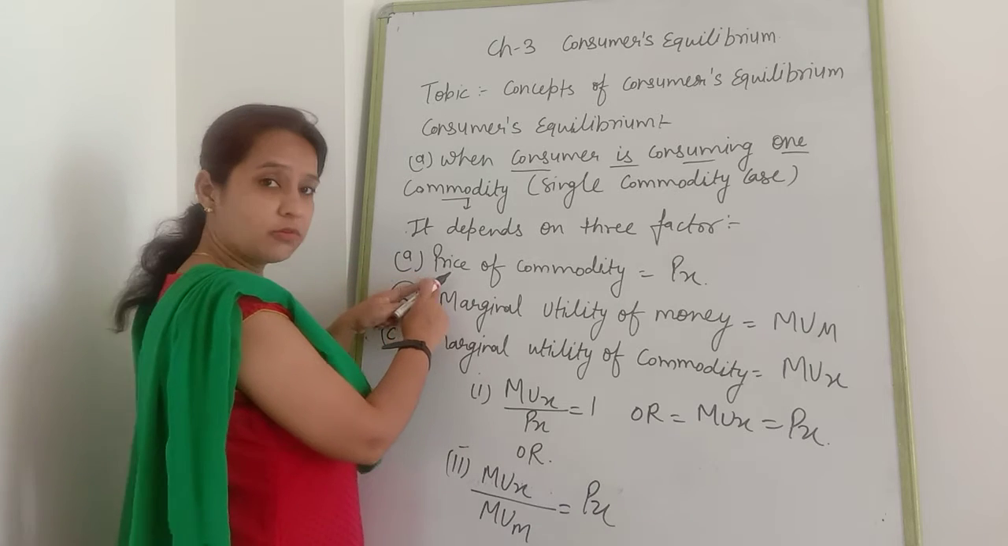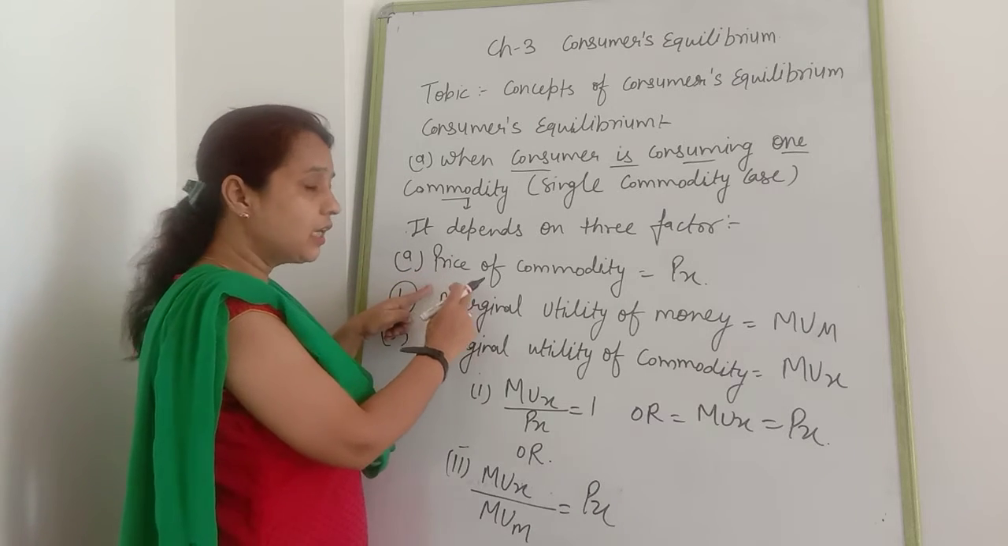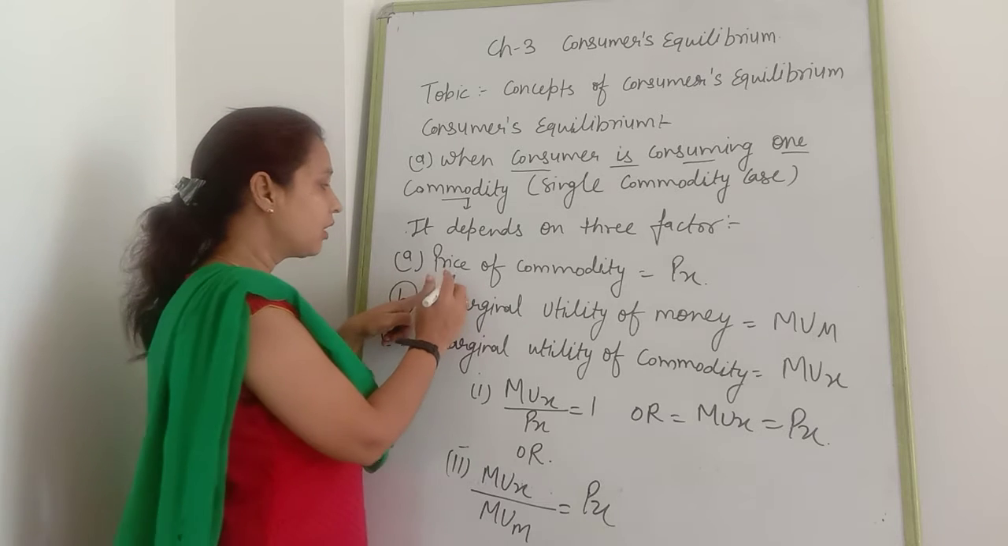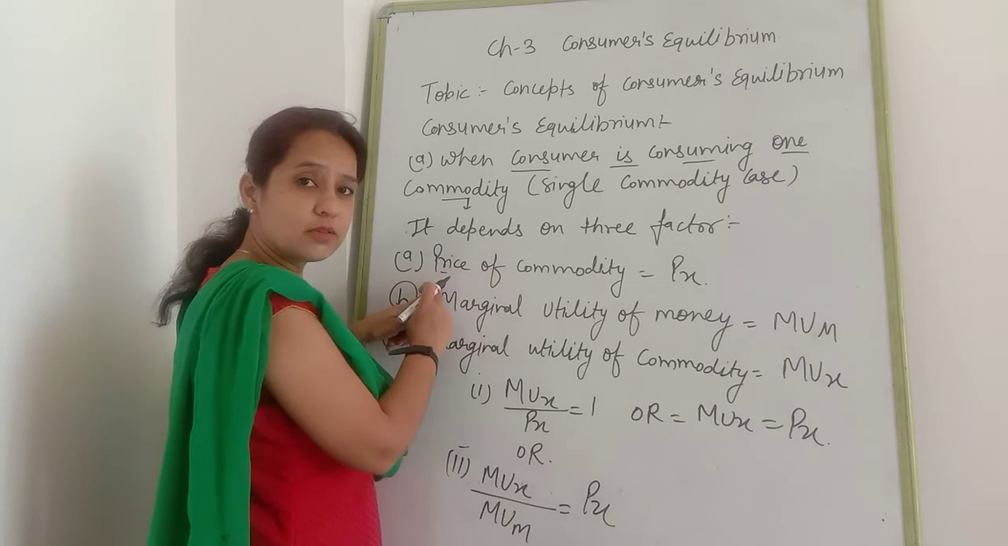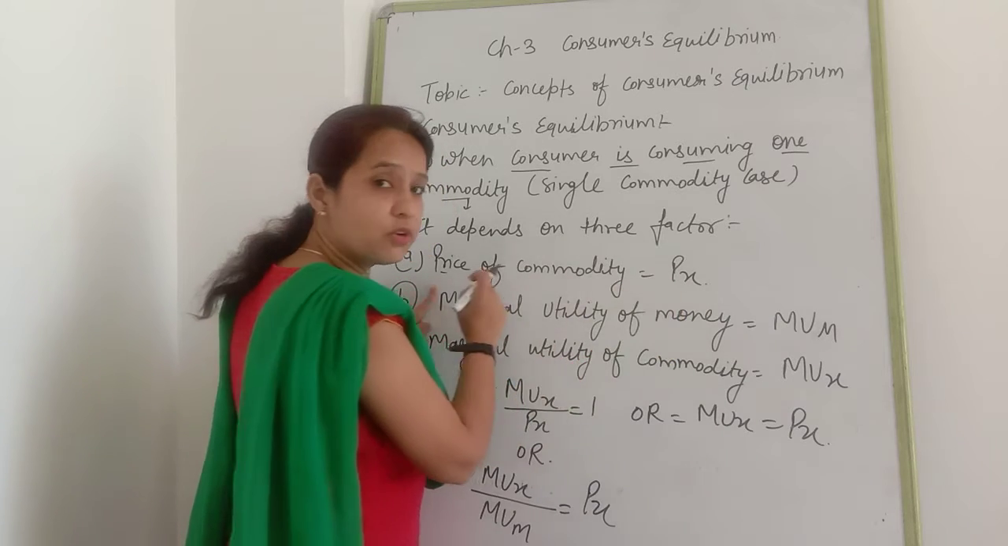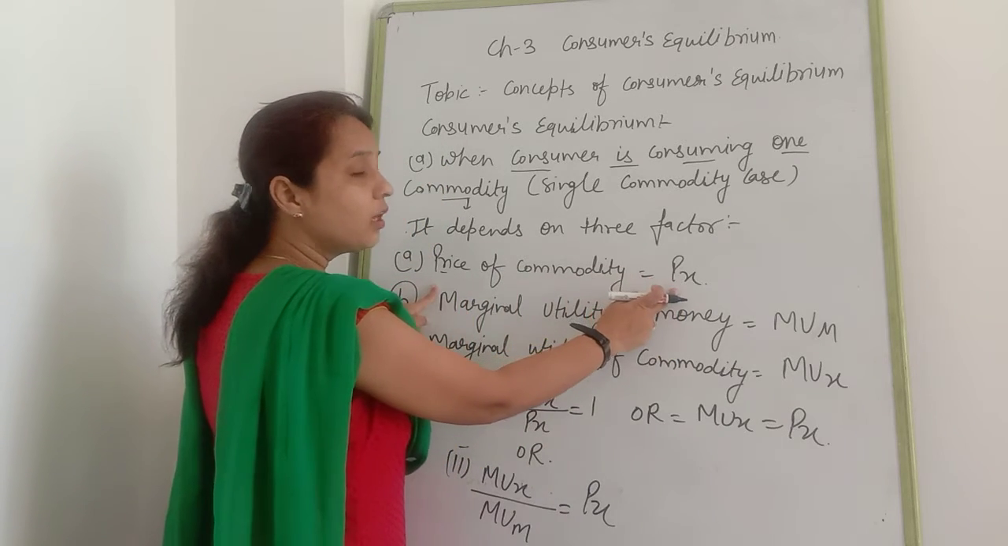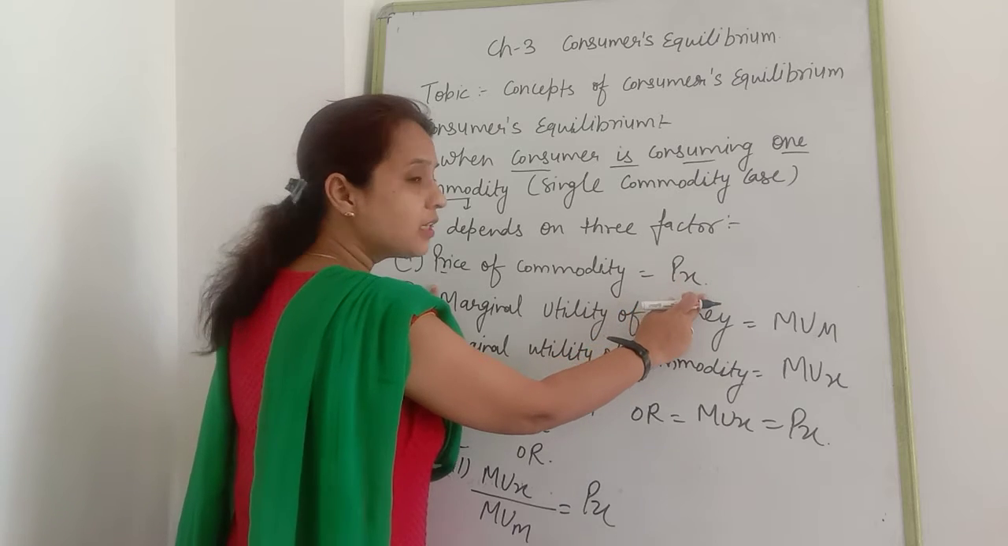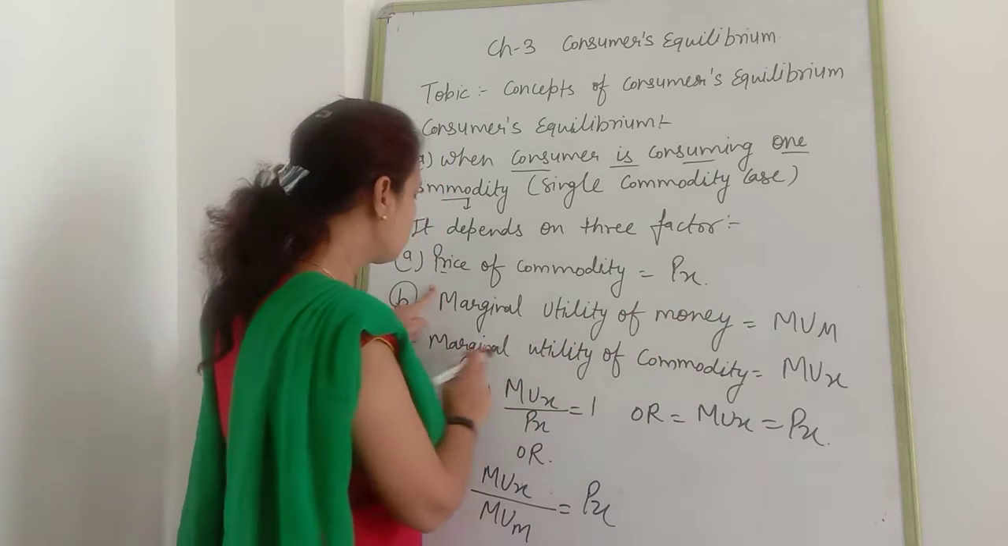First, when you are going to purchase any commodity from the market, which factor is very important? The price of the commodity, which we are going to denote by PX. It means the price of X commodity, I have assumed.